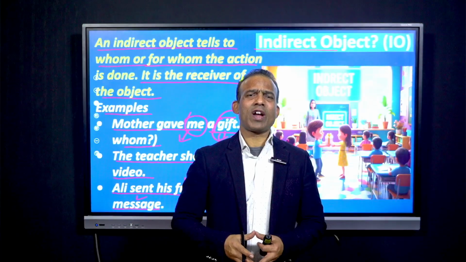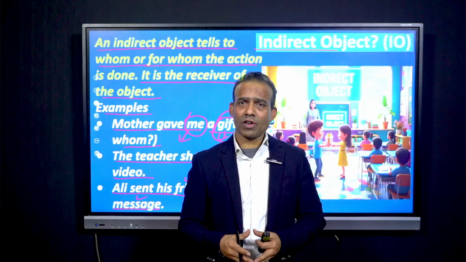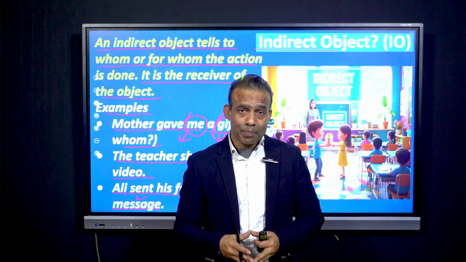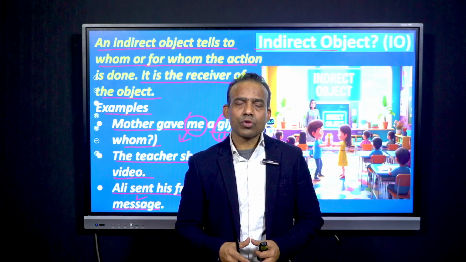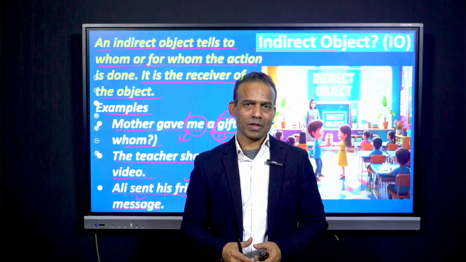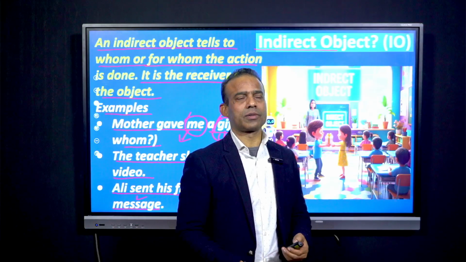Very clear. The word that answers the question what will be the direct object, and the word that answers the question to whom will be the indirect object. So now I think it is clear. Now move to the next slide.